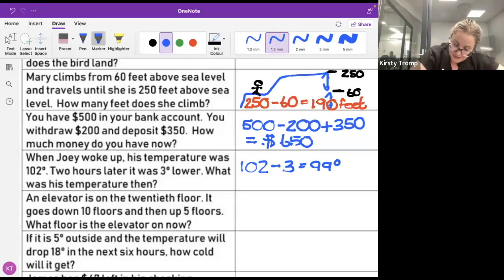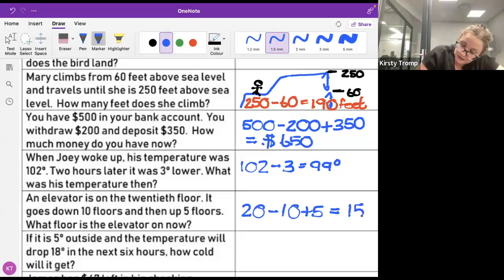And the last sum, an elevator is on the 20th floor. It goes down 10 floors and then it goes up 5 floors. So we're starting on the 20th floor, we're going down 10 floors and we're going up 5 floors. What floor is the elevator on now? It will be on the 15th floor.